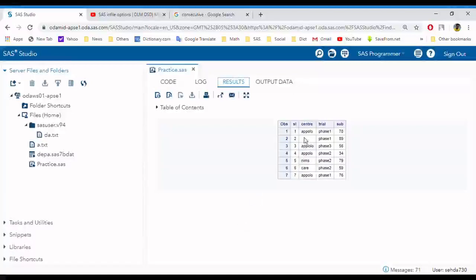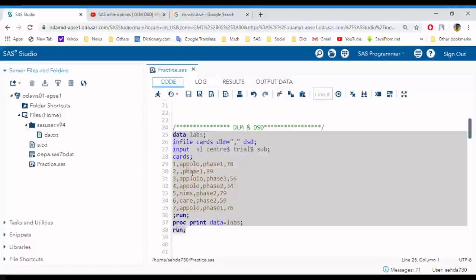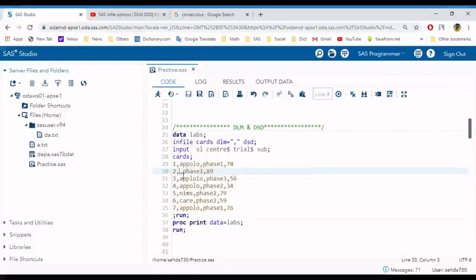Now you see that if two consecutive delimiters are there, then those are considered as a missing value. If two consecutive things are coming up, they are considered as a missing thing. So that's the actual benefit of using DSD along with the DLM.